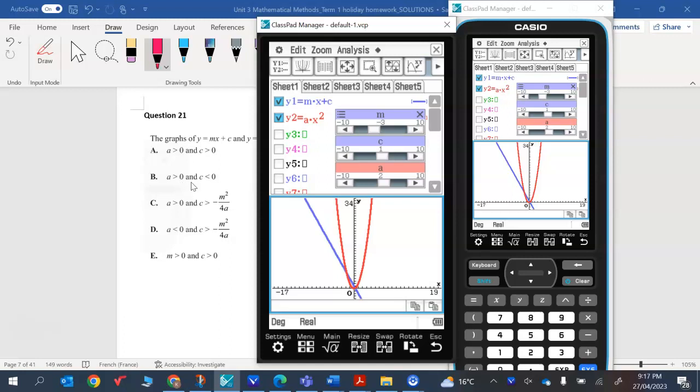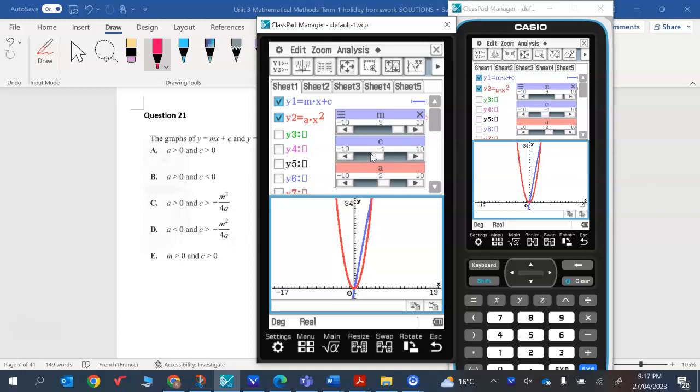So let's have a look at B. We need A to be a value greater than 0, which it currently is, and C to be a value less than 0, so let's move it down to -1. Remember M can be anything, it didn't tell us what it is. Oh, look, it's crossing, we don't want it to cross, so it's not B. C and D, we're going to come back to.